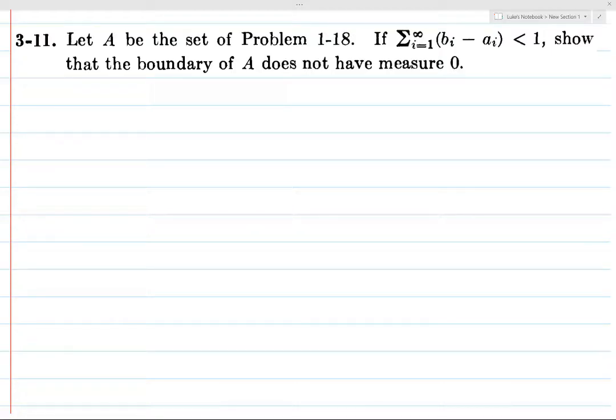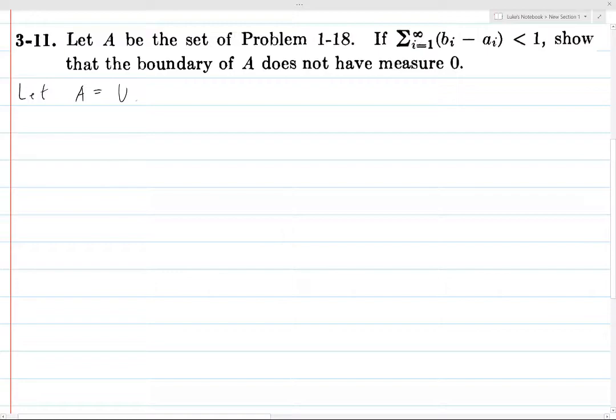Alright, so we're going to let A be the set from problem 1-18, and if the sum of these intervals is less than 1, show that the boundary of A does not have measure 0. So let A be the set, and let's remember what it means.